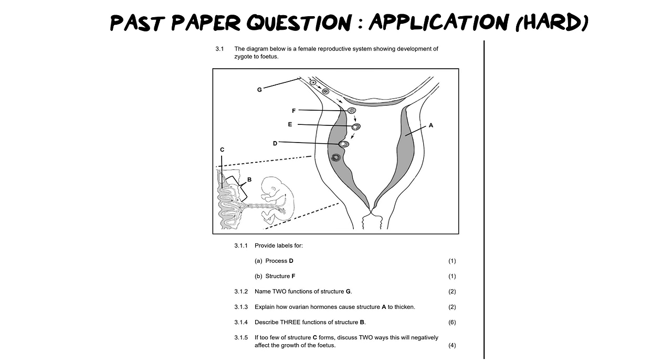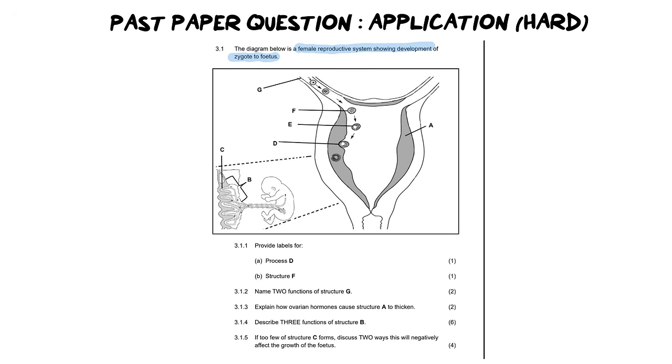So it says there's a diagram of the female reproductive system. It's showing development of a zygote to a fetus, and as we go on to the labels on the diagram, I want to again say that I suggest with application questions you actually break down the picture or the paragraph quite a bit before you even read the questions, because often that is the skill that you need before actually doing anything. So let's just make sure we're very familiar with what everything is pointing at.